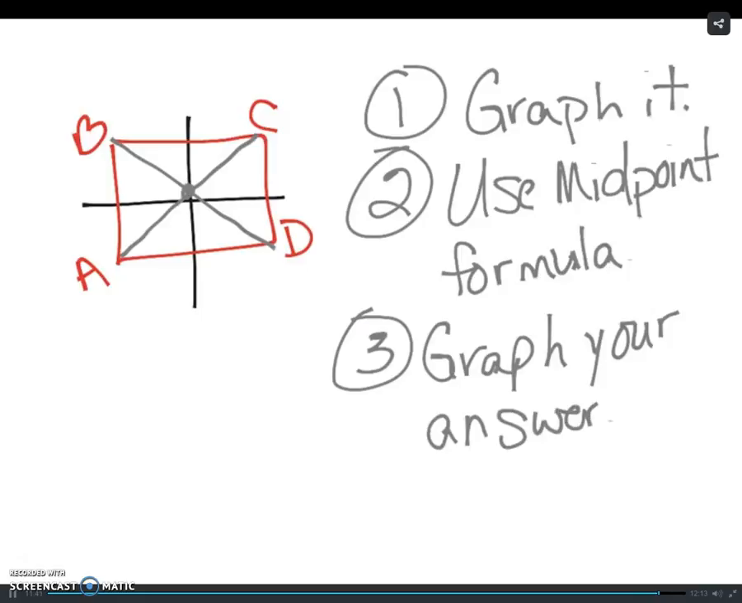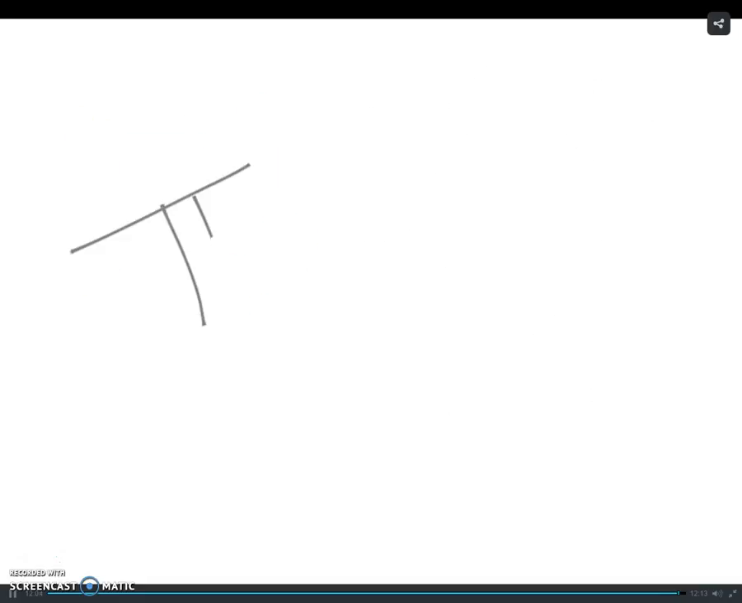For example, if you're trying to find the midpoint of BD or the midpoint of AC, and the coordinate you get is way out here, not even inside your parallelogram, then you'll know you're off. You made a mistake, and you want to go back and check that. The most common mistakes are made with negative signs, so just double check your work here.